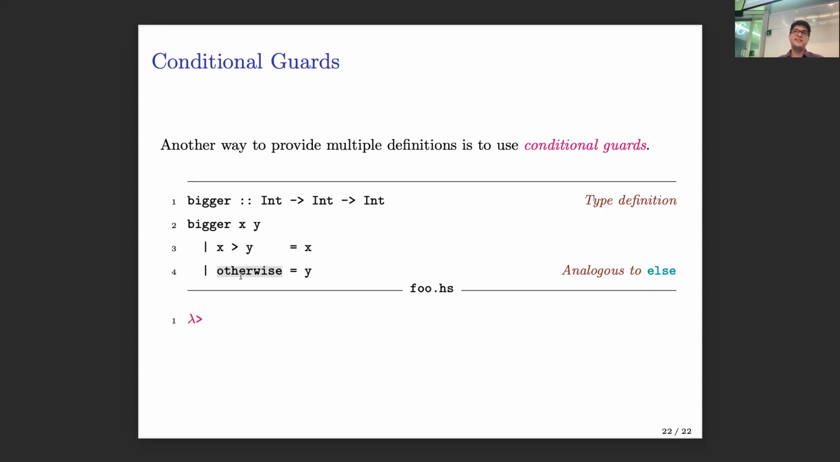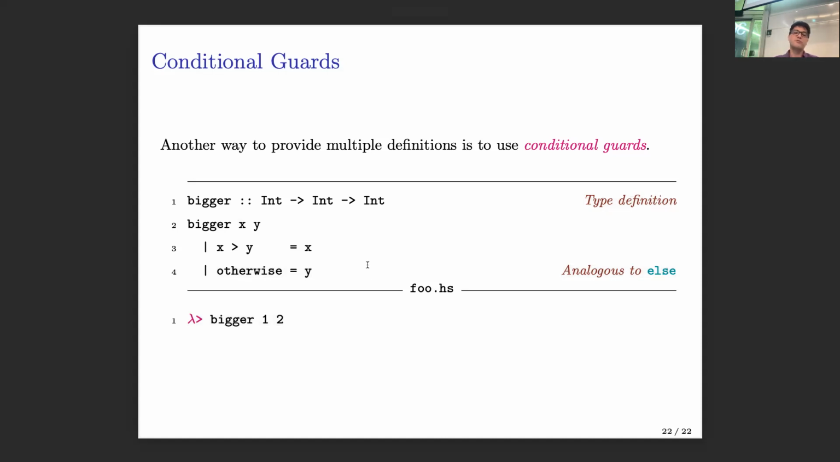Otherwise is a synonym for what? Can anyone guess? Otherwise, I basically want to say if all other branches do not match, do this one. True, right? So you could actually put true there and it would have no effect. So this is why the order matters. I can't put otherwise first, right? Because then it would match everything to that otherwise.